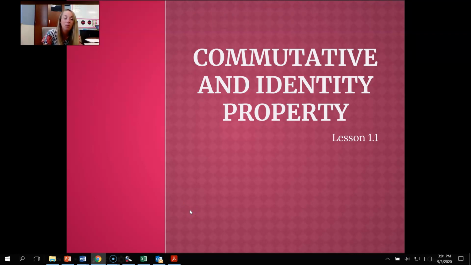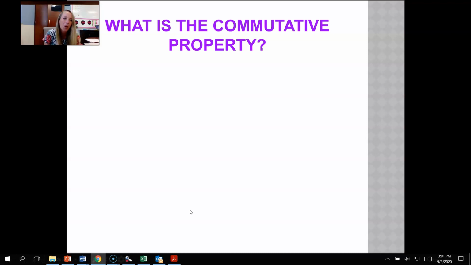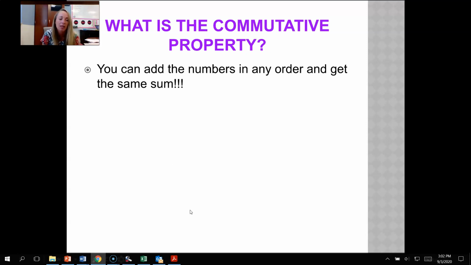All right, so today we are going to be learning about the commutative and identity properties. Those two things are important when learning about different math problems throughout this year. Well, what is the commutative property of addition? The commutative property of addition is where you can add the numbers in any order and get the same sum. An example of that is 3 plus 4 is 7. We take the number 3 and the number 4, and they do equal 7.